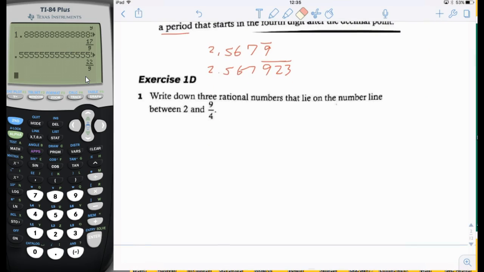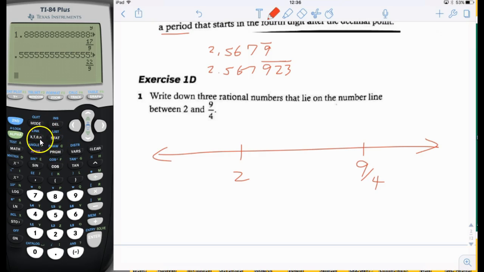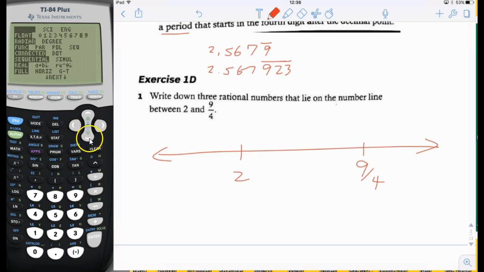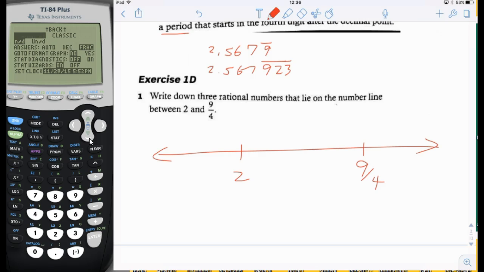Finally, write down 3 rational numbers that lie on the number line between 2 and 9/4. So there's 2, and there's 9/4, and just so that we can see what 9/4 is, we're going to put the mode back to decimal. So mode, and then we're going to go down here and we're going to change to decimal output. And then we're going to say, oh, what was 9/4 in decimal? Oh, yes, 2.25. So give me 3 rational numbers that are between 2 and 2.25.